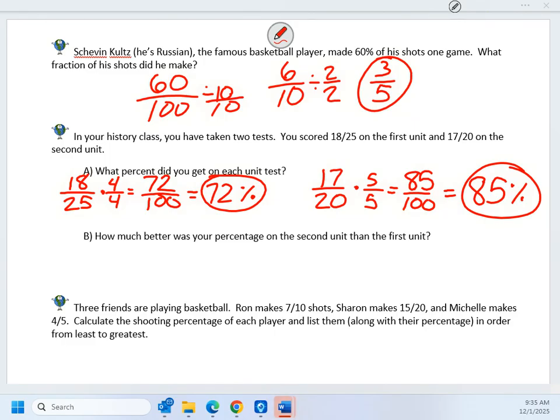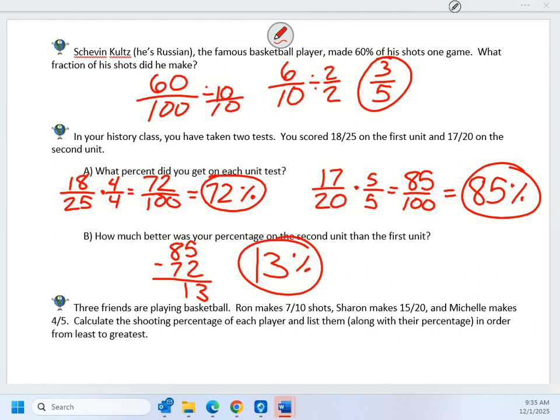By how much better was your percentage on the second unit than the first unit? How do I find that answer? Fernanda? You can just subtract 85% minus 72%. I subtract that 85% by the 72%. 85 minus 72, so 5 minus 2 is 3, 8 minus 7 is 1. There is a difference of 13%.